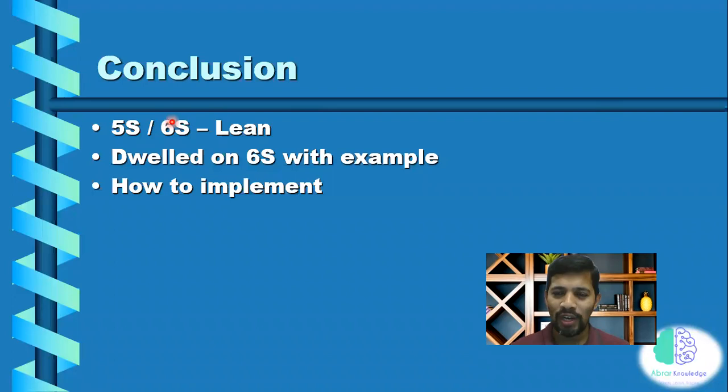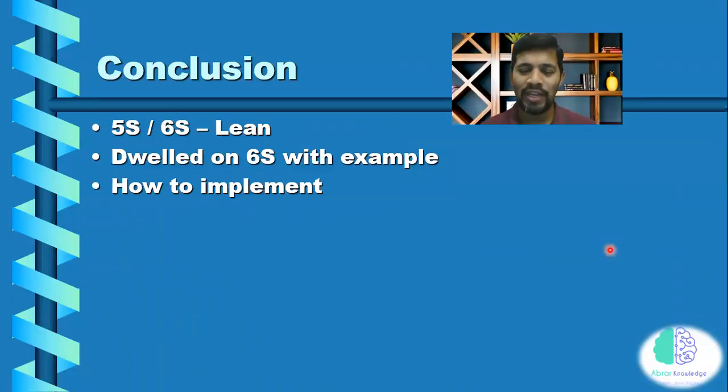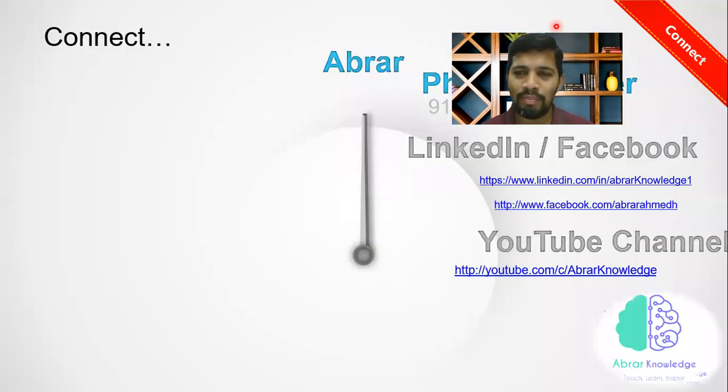So the conclusion I would like to make is that 5S or 6S comes from the lean concept. First is sort, set in order, shine, standardization, sustain, and you have safety. We also talked about examples of each S and how to implement. Please have the checklist, explain why we need 5S or 6S, and get management support, and then you can easily implement it. Have a checklist. So that's it from my side.